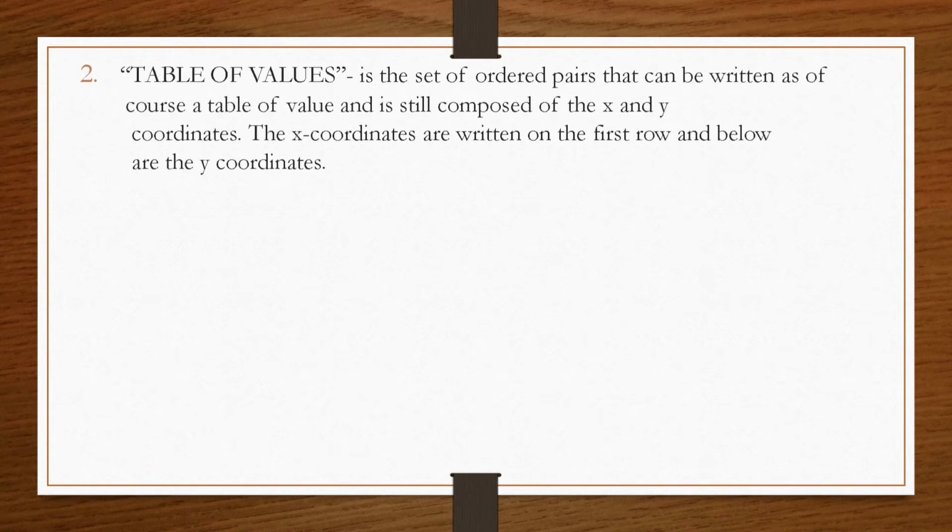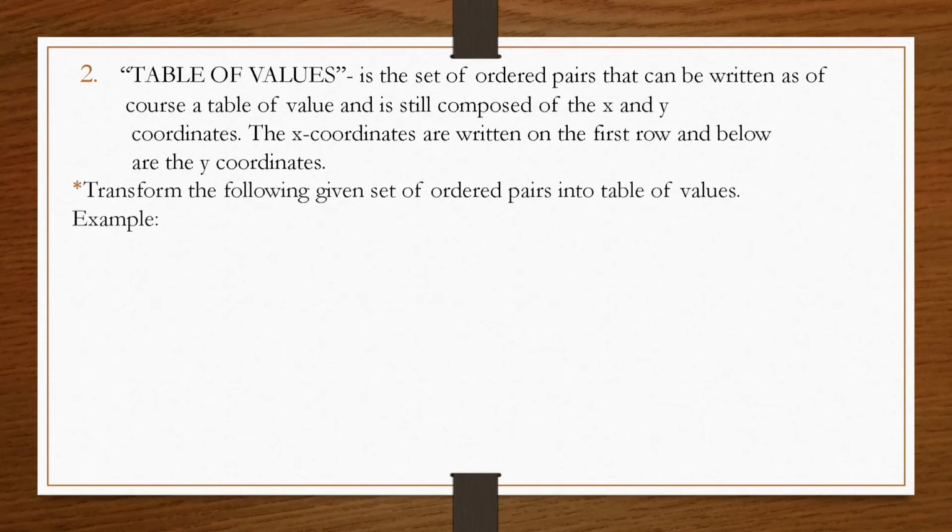So the second way of expressing functions and relations is the table of values. A table of values is the set of ordered pairs that can be written as, of course, a table of values, and is still composed of the x and y coordinates. The x coordinates are written on the first row and below are the y coordinates. So we have here examples. Transform the following given set of ordered pairs into a table of values.